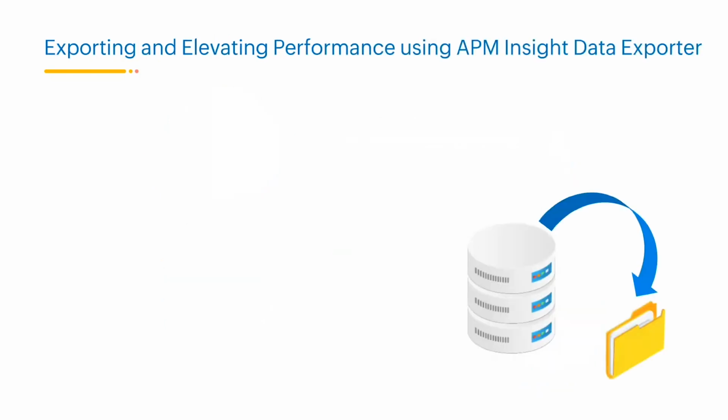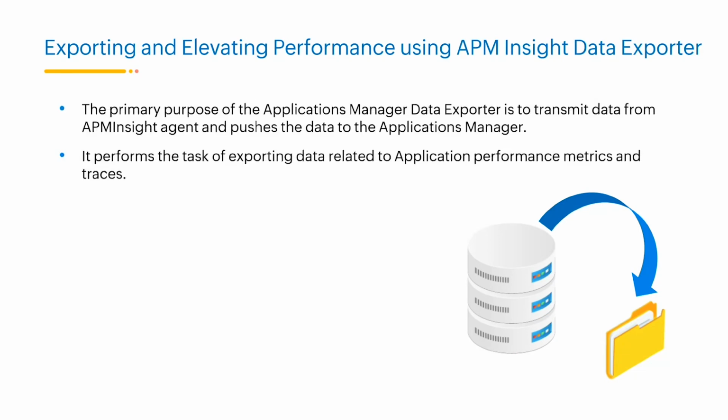Exporting and evaluating the performance using the APM Insight Data Exporter. In APM Insight, we recently introduced a module called Data Exporter. A data exporter is commonly designed to facilitate the extraction and export of the performance data and monitoring metrics for various purposes. The Applications Manager Data Exporter is an independent process that communicates the application metrics and the traces to the Applications Manager server. A single instance of Applications Manager Data Exporter can handle the data processing for multiple applications and communicate with the Applications Manager server.